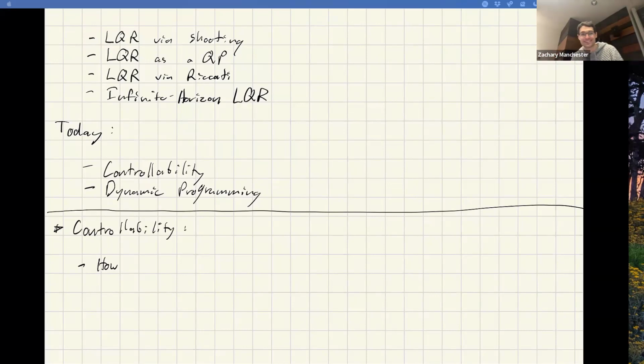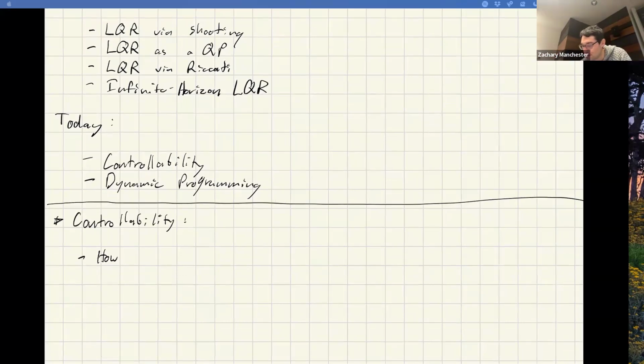Okay, so that was a lot of talking. Let's do the math. So the big question here is, how do we know if LQR will work?